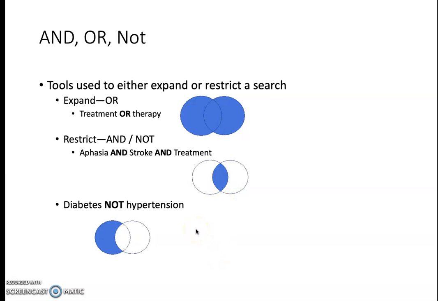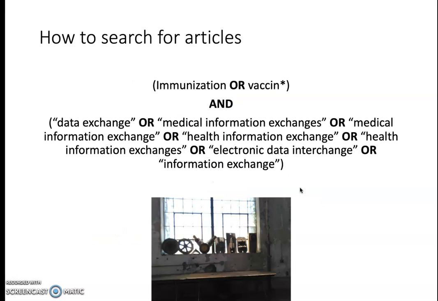And not should be used very carefully. You use it if you have a broader concept and there's a subset that you know you don't want. So for example, if I wanted articles on diabetes, but I did not want hypertension, then I can say diabetes not hypertension, and it should only give me articles that are about diabetes, and it should not include articles that have hypertension. So using all those different things, I combine it in this way.